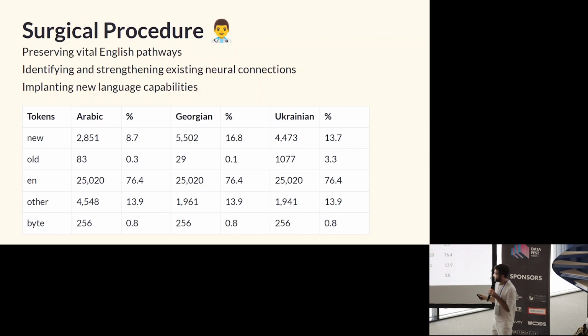Here on this table, you see what we've done for Arabic, Georgian, and Ukrainian. You can see that previously, for Arabic, Mistral had only 83 tokens, and we bumped it up to 2,800. Georgian, 29 tokens, bumped to 5,000. Ukrainian, it had 1,000 tokens, we bumped to 4,000. And the reason why Ukrainian has 1,000 here is not because Silicon Valley likes Ukraine more.